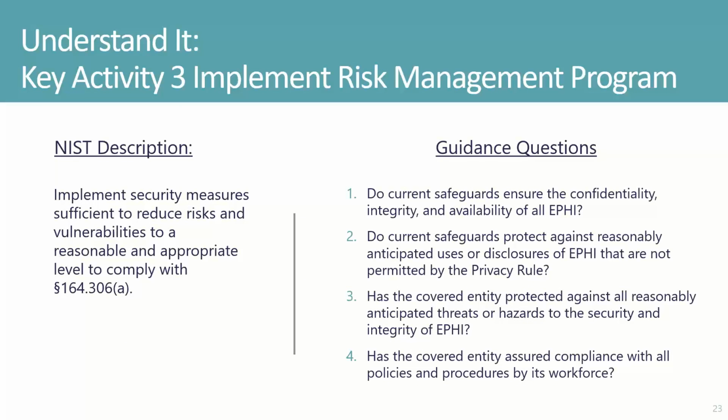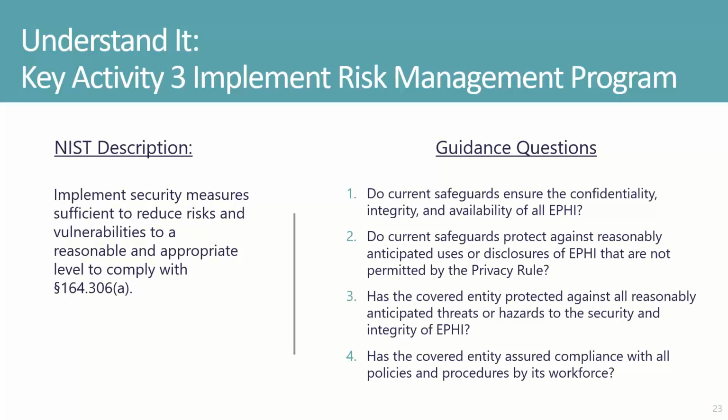Now, once you have a risk assessment done, then you've got to manage those risks. You look at the risks that are high impact and high likelihood, and what are you going to do to manage those risks? So the first question you always ask is, do the current safeguards that you have in place, looking at your risk assessment, actually protect the confidentiality, the integrity, and the availability of the electronic protected health information? Do current safeguards protect against reasonably anticipated uses or disclosures that are not permitted by the privacy rule?